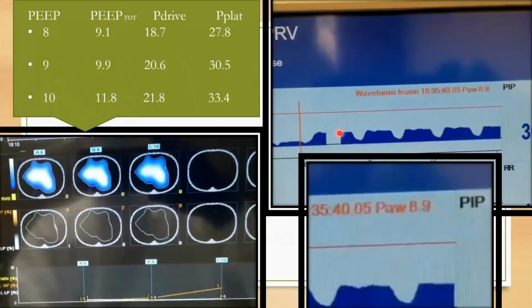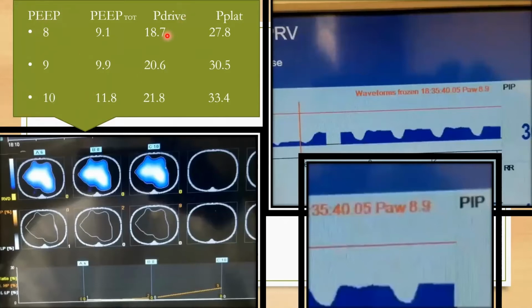Here's what I did with the traditional AC/VC. So I tried PEEP 8, 9, and 10. There was a total PEEP of 9.1 when I set it at 8, 9.9, and 11.8. The driving pressure was 18.7. In a way, I should have done a PEEP of 6 and tried it, but in this specific case, I did 8 to 10. So obviously the driving pressure of 18.7, it jumps up. Here, the plateau jumps up.